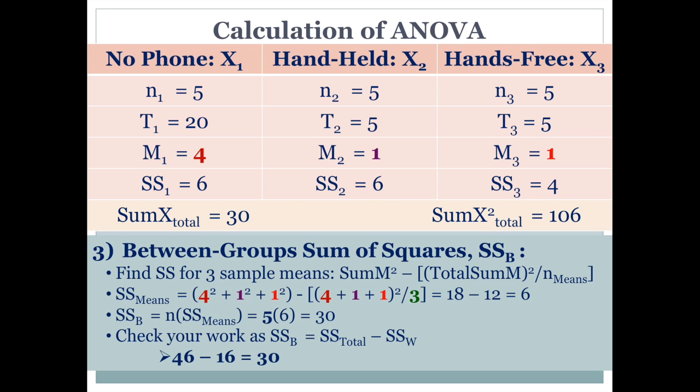Okay. And then once you have the sum of squares of the means, you can throw it into your sum of squares between, right? And it's just n times the sum of squares of the means, 6. So 5 times 6 is 30. And again, sum of squares total equals sum of squares within plus sum of squares between.